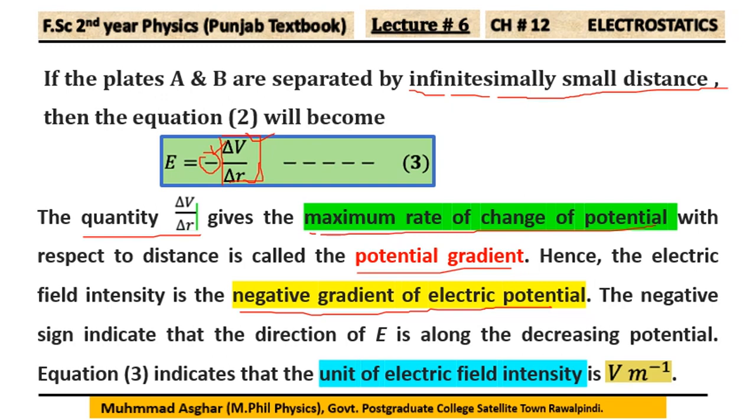So the unit of electric field intensity, from equation number 3, we can write: delta V has unit of volt, and distance delta r has unit of meter. So volt per meter is the second unit of electric field intensity.